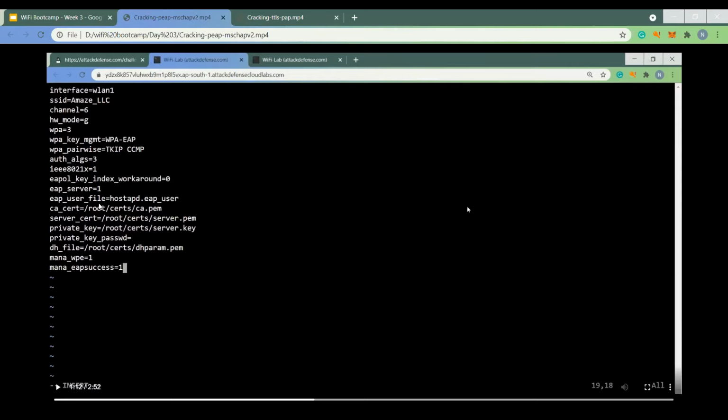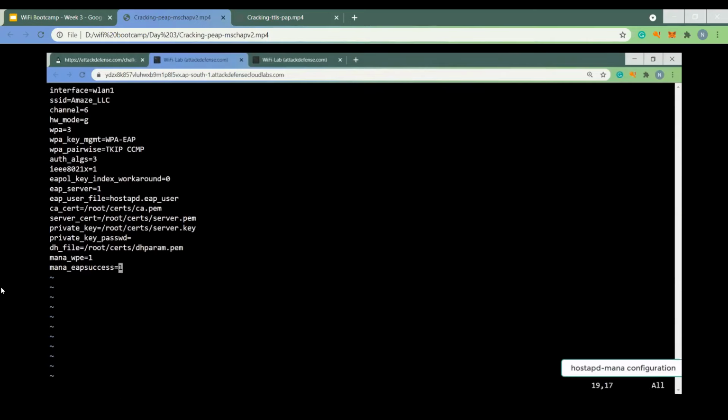Then we will provide it the EAP user file. This is the file that we have to create. After that, we are providing the CA certificate, the server certificate, the private key that corresponds to this server certificate, and then the private key password. Our private key is not protected by any passphrase. It is a recommended practice that you protect your private keys with a password. If you have done that, then you have to mention the password here. In our case, it is blank, so we are not providing anything here. Then we are providing the DH parameter file that is given. And then we are enabling MANA WPE. And the last line means we are going to return EAP success all the time.